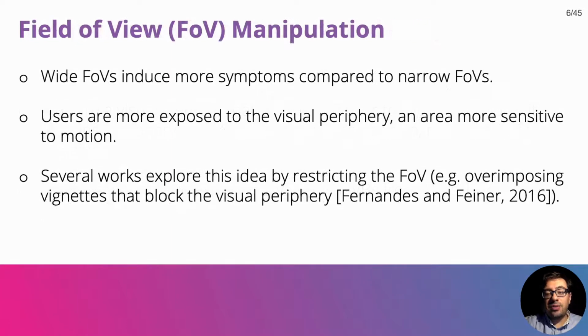The second is field of view manipulation. Previous work proved that wider fields of view cause more symptoms since users are more exposed to the visual periphery, an area that is more sensitive to motion. A solution to this has been the inclusion of vignettes to block this area, restricting the field of view, as done by Fernandes and Feiner, where the movement speed of the player was matched to the radius of the field of view.